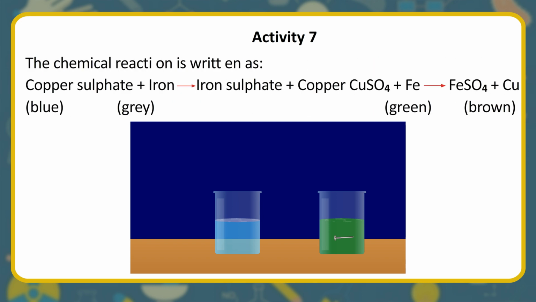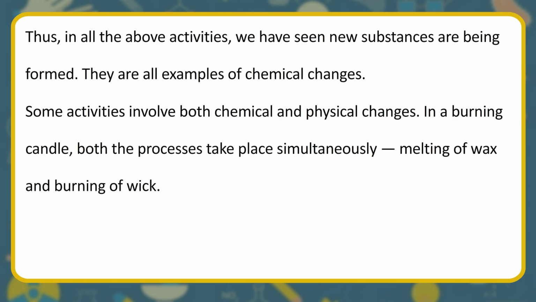The chemical reaction is written as: copper sulfate plus iron gives iron sulfate plus copper. CuSO4 plus Fe gives FeSO4 plus Cu. Blue, gray, green, brown. Thus, in all the above activities, we have seen new substances are being formed.